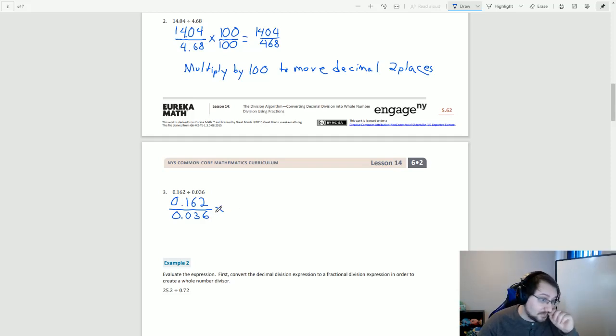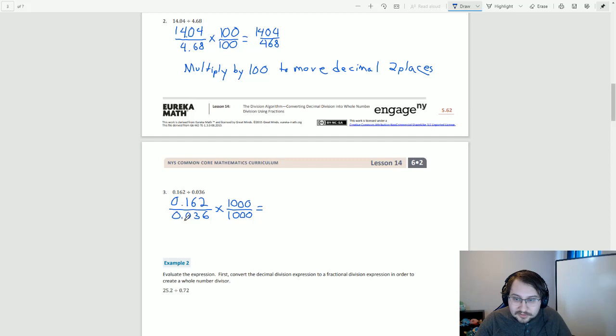Well, I can't multiply it by 100. That only moves my decimal 2 places. I'm going to need to multiply it by 1,000, because multiplying by 1,000 will move it 3 decimal places. If I needed to move it 4 places, I'd multiply by 10,000. If I needed to move it more, then it would be 100,000, then 1,000,000, then 10 million, and on and on. But again, I need to multiply my top by the same amount.